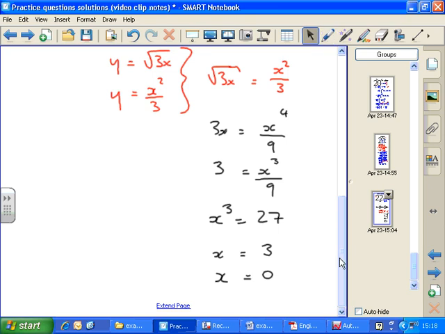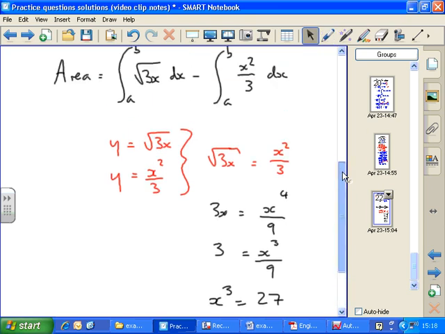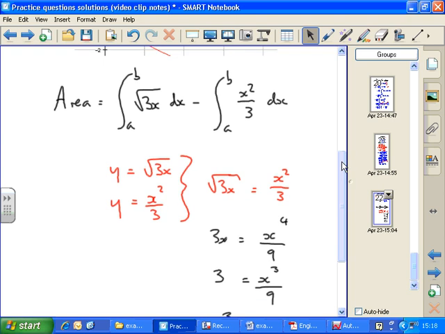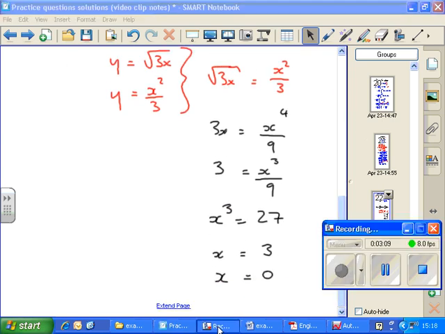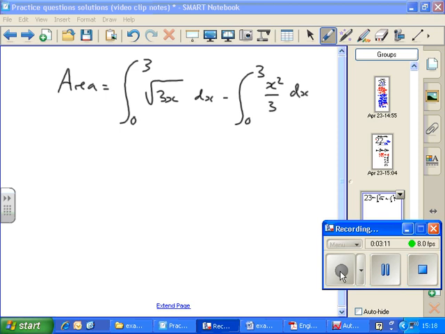So those are the limits that we put into our integral. You can go back to this original integral, put in the limits and find the area under the curve. See if you can carry on and finish that off. Okay, let's have a look at the solution.